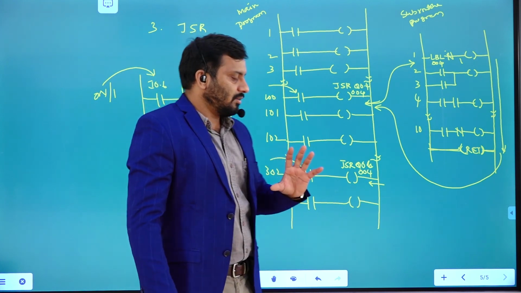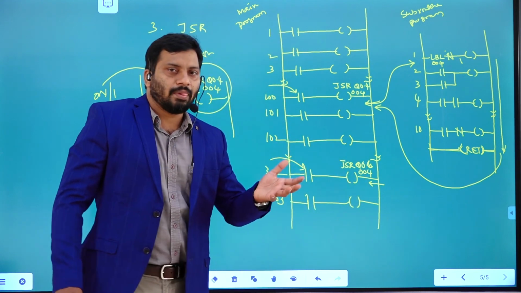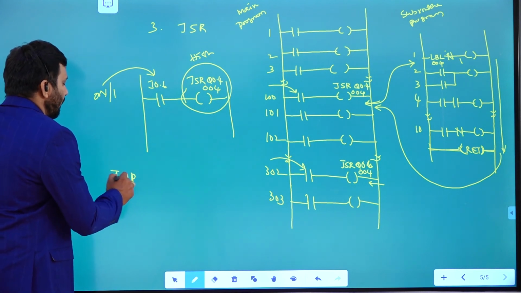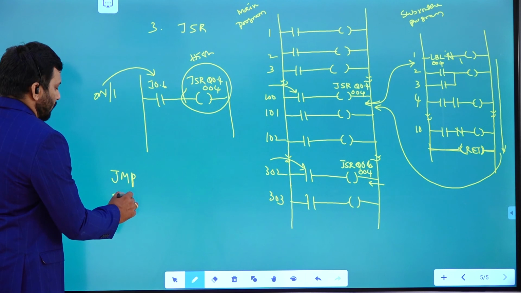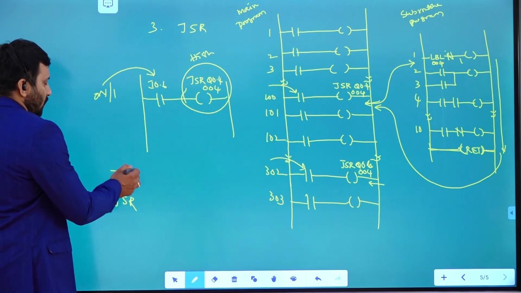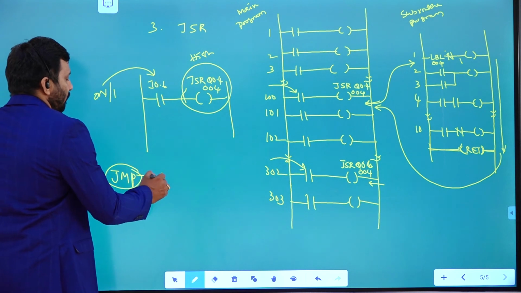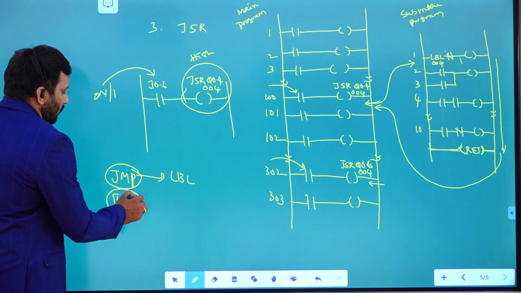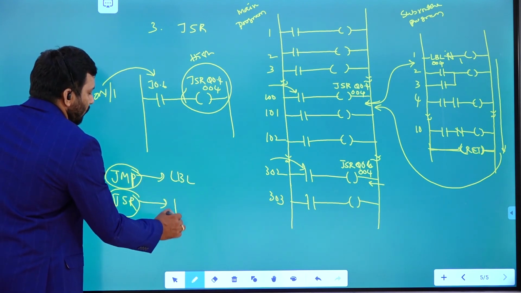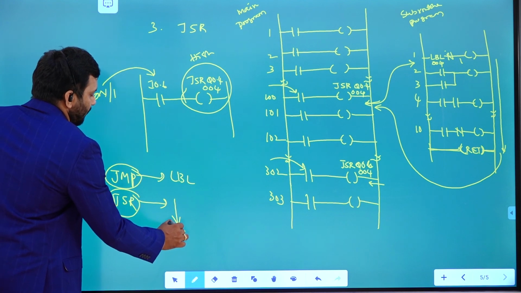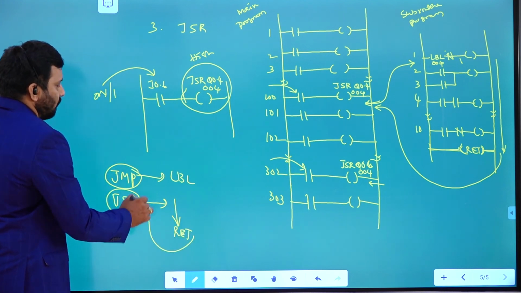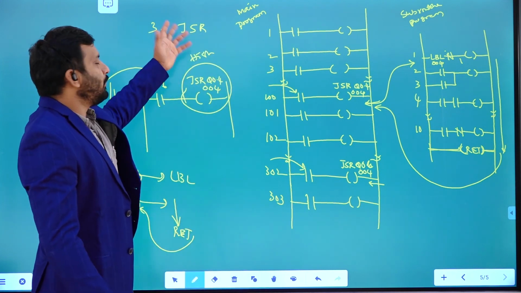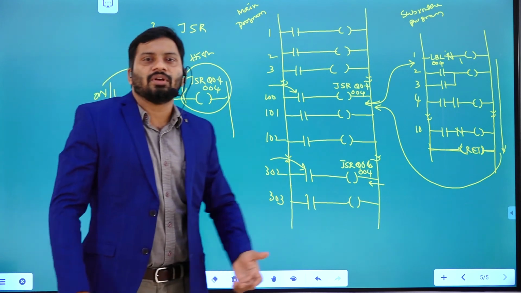Just identify the difference between the jump label and the jump with subroutine. This one is without return. It jumps to the label address you specify. Jump with subroutine is what? It jumps, and after execution of the subroutine program, it is going to return to the main program where it was stopped. So that is the difference between the jump without return and jump with return instructions.